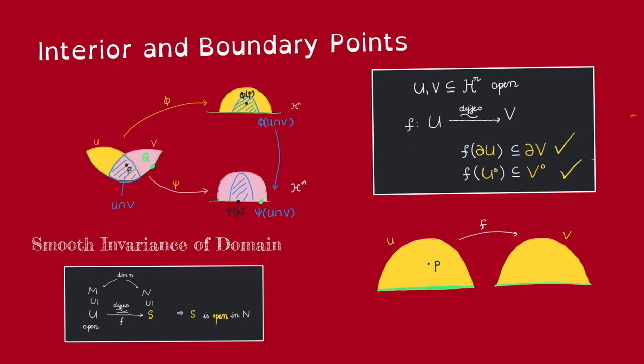Now, previously, when proving that diffeomorphisms between open subsets of the upper half space preserve interior points, we used the following key idea. If P is an interior point, then we can take an open ball containing P. And the claim is that the image of that open ball is also going to be open. So then, since it contains an open neighborhood of F(P), F(P) must also be an interior point. Now the question is, why is this image open? That will come from this theorem, smooth invariance of domain, which we'll discuss today.